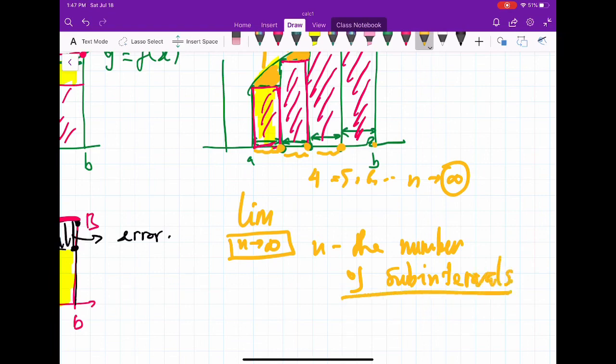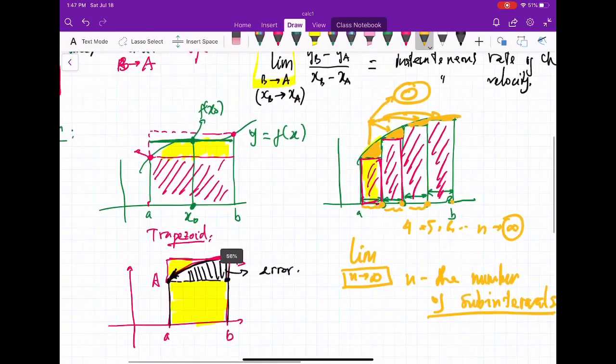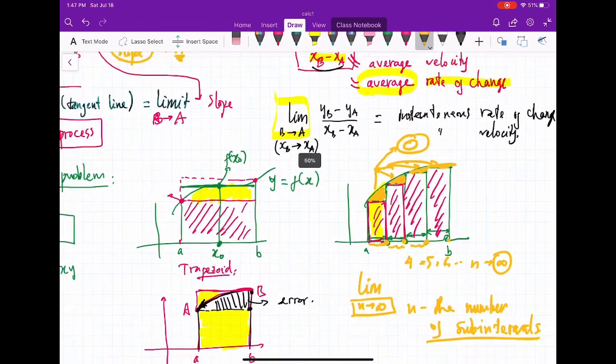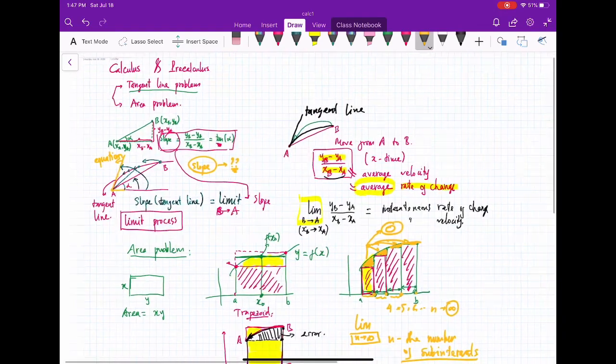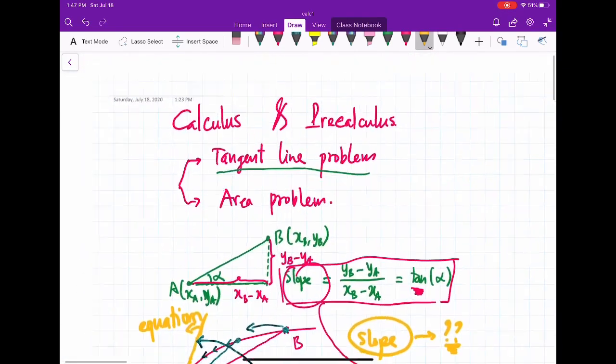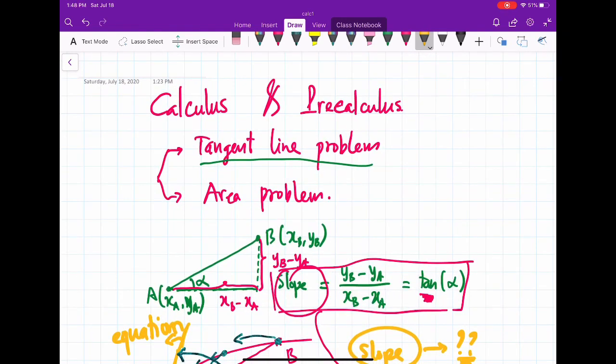Of course, we still need some other conditions, but that just helps you to understand the difference between what precalculus can do and what calculus can do. So I hope that these two problems help you to understand the difference between calculus and precalculus. And in this course, we will go over all of them.